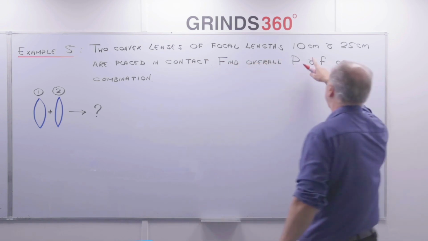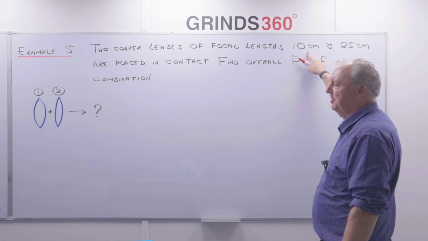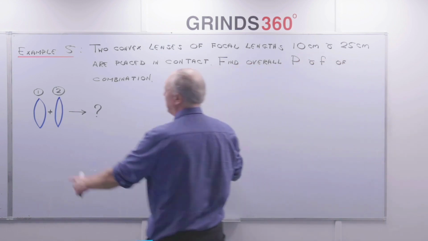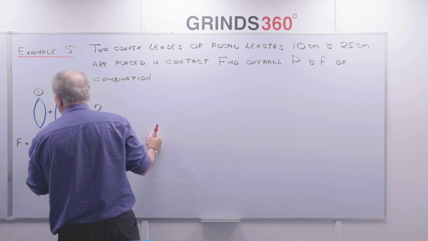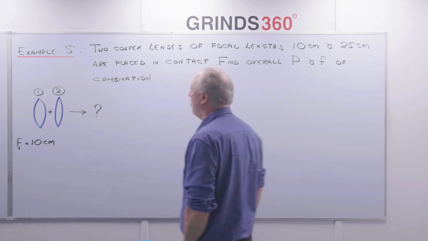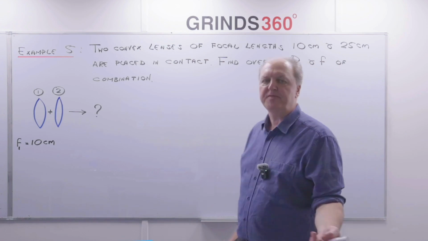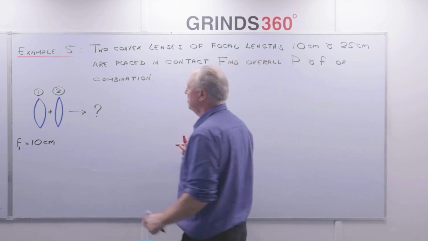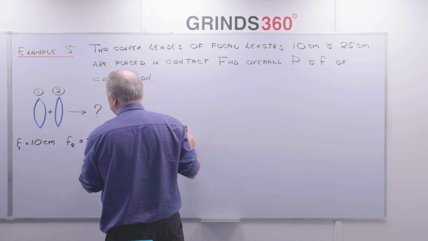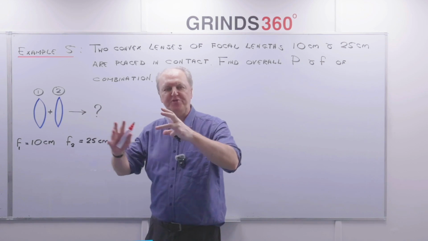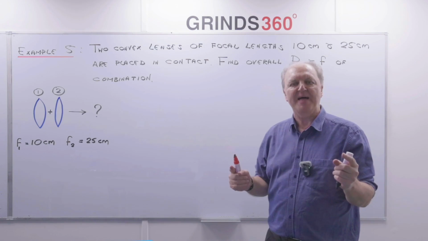So two convex lenses, focal length 10 centimeters. That's a short focal length, so therefore it should be a thick lens. So I'm representing that as lens number 1, whose focal length is 10 centimeters. We'll call that F1, focal length 1. And the other one is 25 centimeters. That's a longer focal length, which means it's less powerful, so it's a thinner lens. So we'll call F2 25 centimeters. So we're now going to put those two together. The question I'm being asked is, what is the power and what is the focal length of the combination?